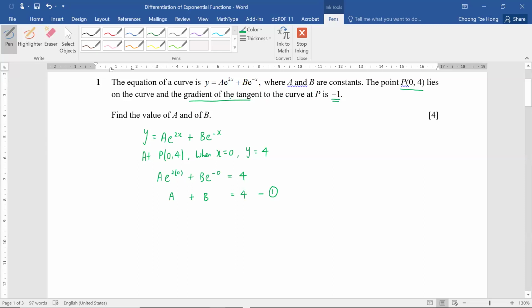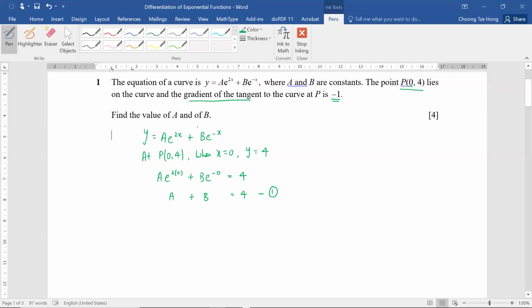We know that the gradient of the tangent can be found by the gradient function, which is dy/dx. Basically, what they mean here is that when x equals 0, because it's also at the point P, dy/dx will be equal to negative 1. So what we need to do now is to find dy/dx, and then we will be able to form our second equation.